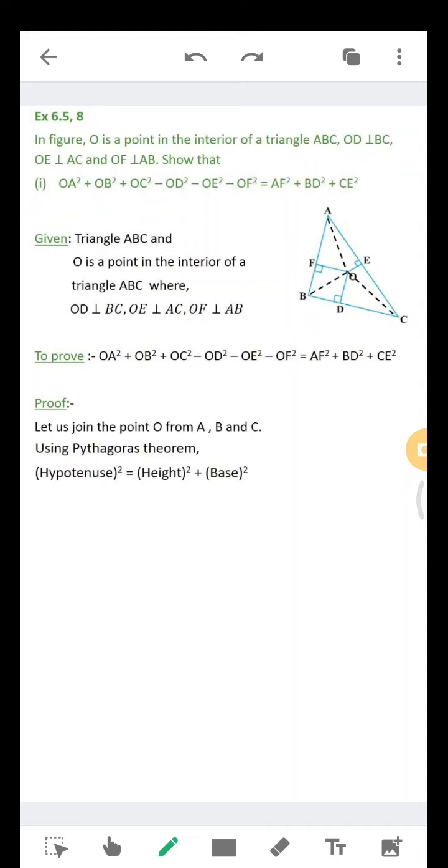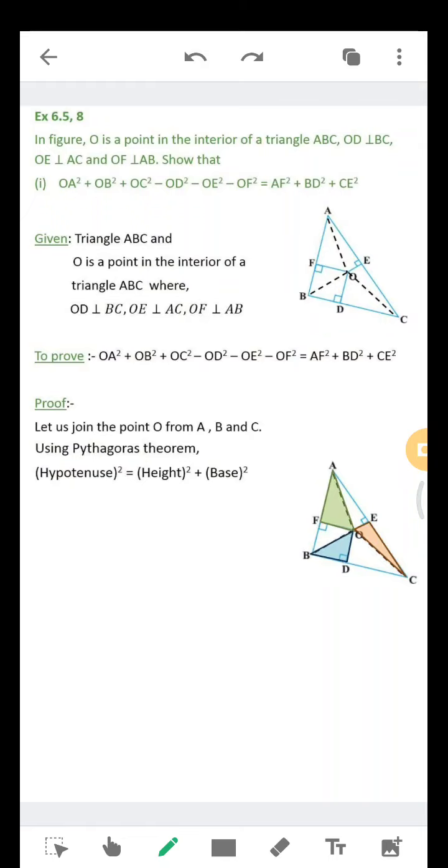Now which triangles should I apply it to? There are so many triangles. There are so many right angle triangles. There are around 6 right angle triangles in this figure. So we'll apply Pythagoras theorem to these triangles which I have shaded.